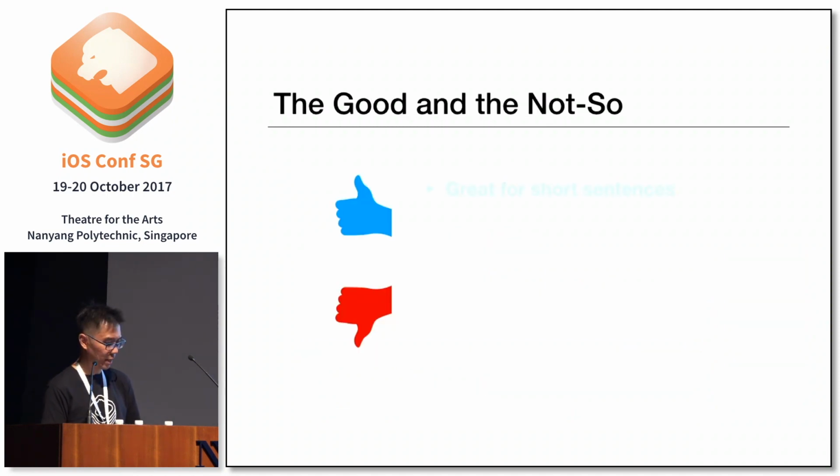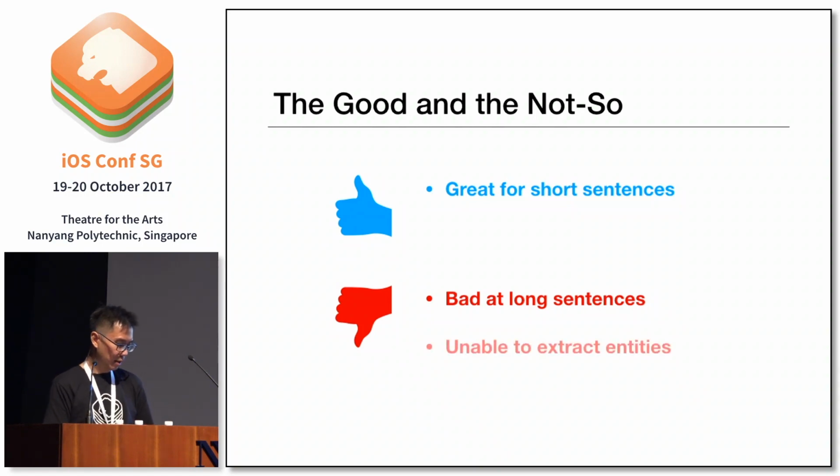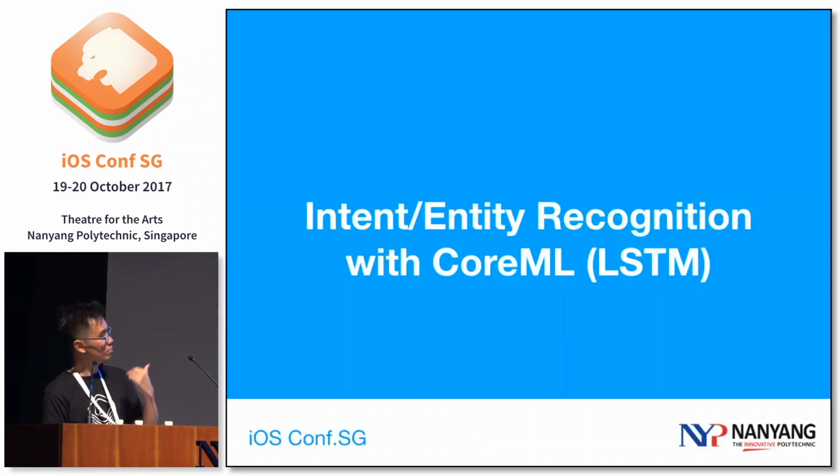So what's good about bag of words and what's not? As I mentioned, it is great for short utterances that have words that don't really relate to each other. It's not so good for long sentences, or short ones that can be rearranged in many ways and still make sense. Finally, because the sequence is lost, we are unable to extract parameters or entities from the bag of words. So we move on to another solution.